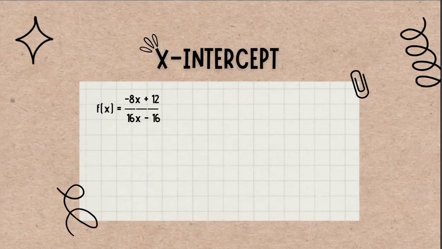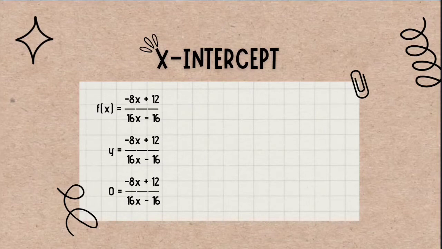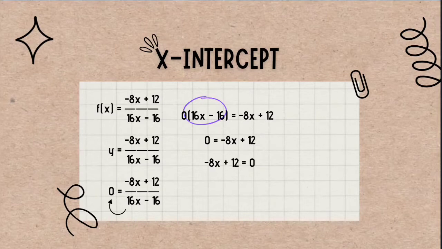More example. F of x equals negative 8x plus 12 over 16x minus 16. So, gawin natin y ang x and gawin natin 0 ang y. Then, multiply natin ang denominator sa 0. So, automatically, pag times natin sa 0, magiging 0. So, let's arrange. Yan. Negative 8x plus 12 equals 0. Lipat natin ang positive 12 sa right side. So, negative 8x equals negative 12.